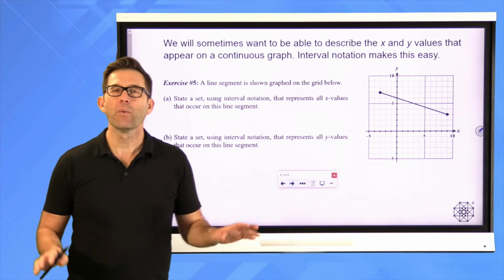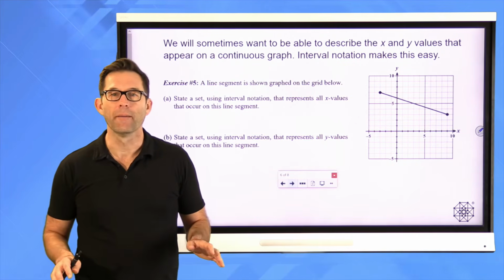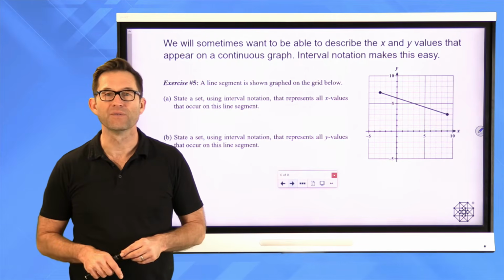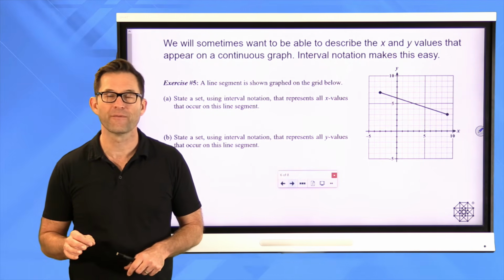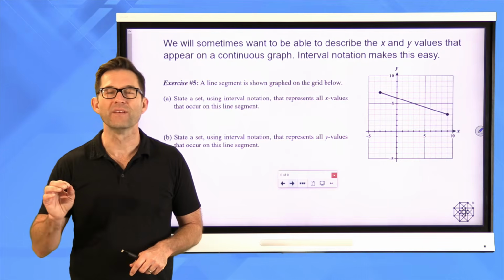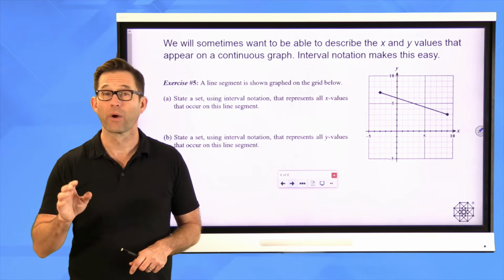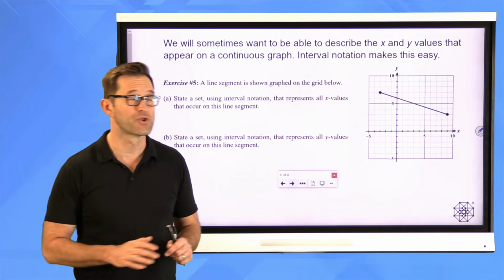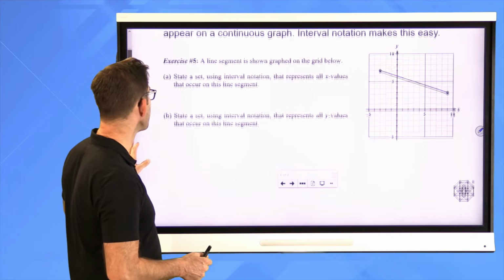All right. We will sometimes want to be able to describe the x and y values that appear on a continuous graph. Interval notation will make this very, very easy, and we're going to see this a ton in future problems. So let's take a look at this.